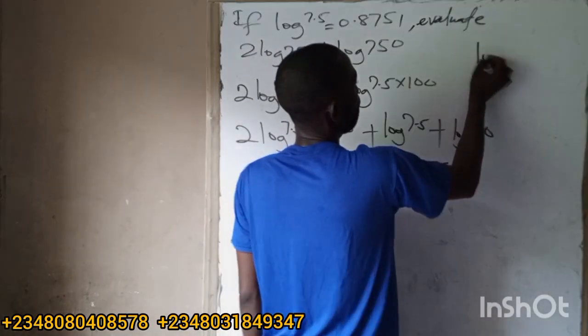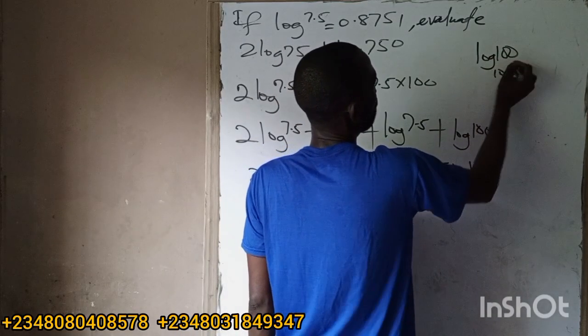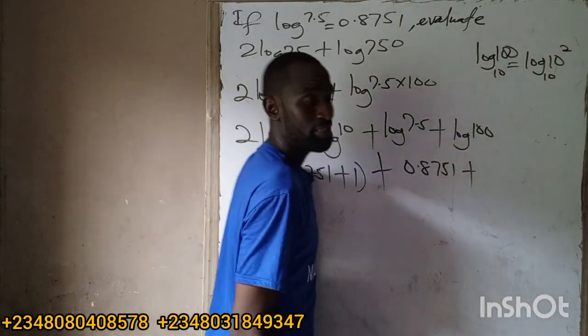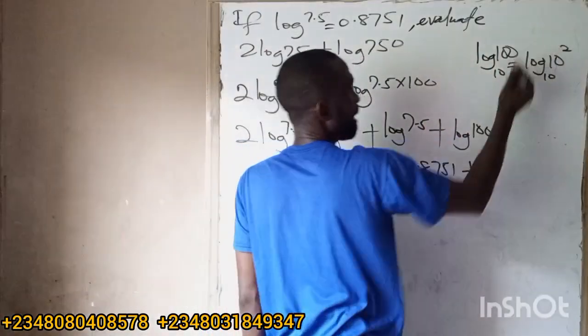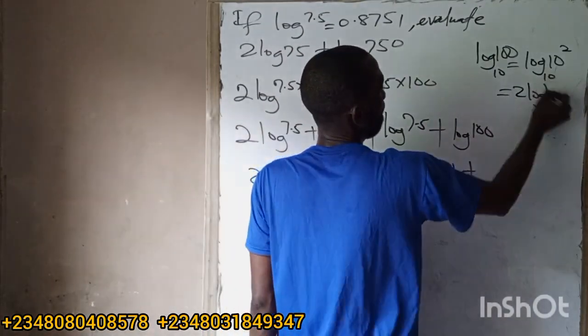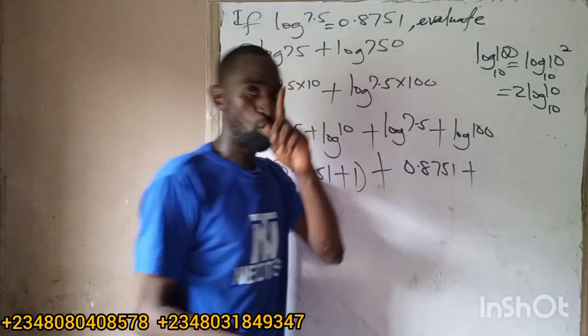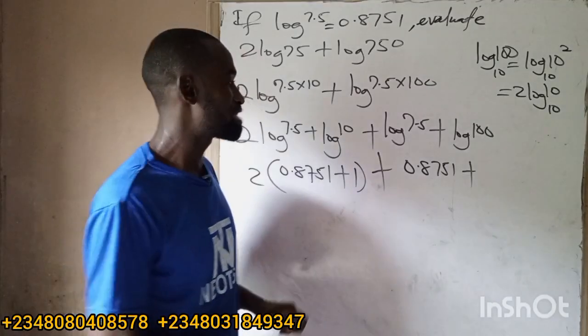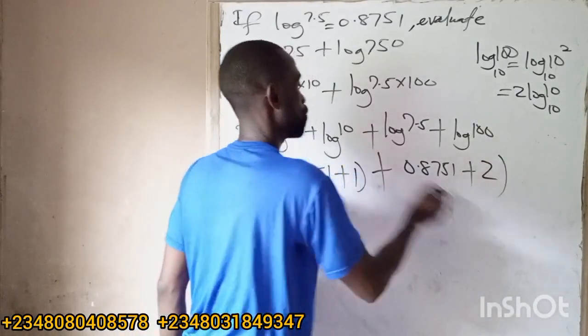Look at it. Log 100 base 10, because it is log of 10 raised to the power 2 base 10. 10 raised to the power 2 is 100, so these two will come back. I have 2 log 10 base 10. What is log 10 base 10? From the law of indices, it is 1. 2 times 1 will give us 2. So this one is 2.